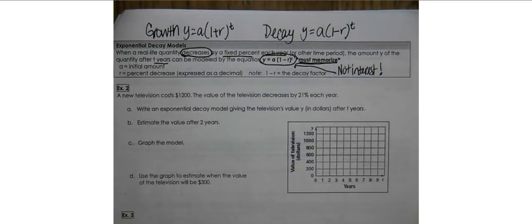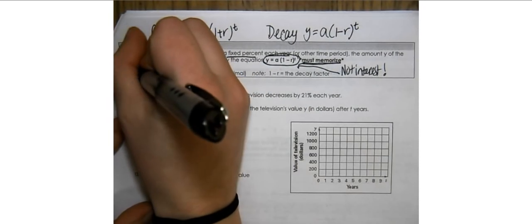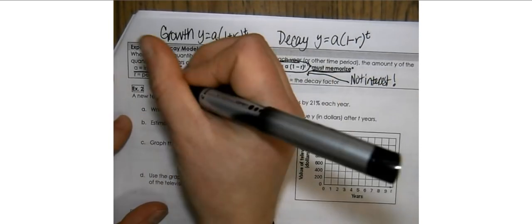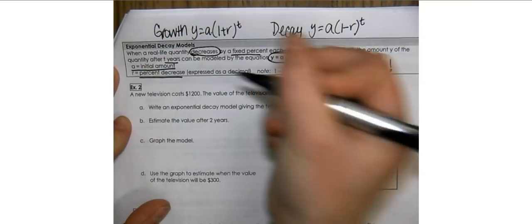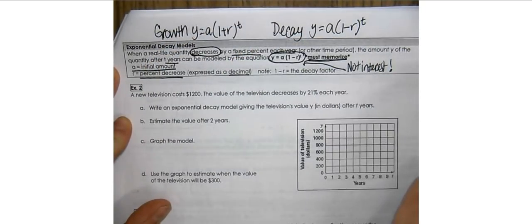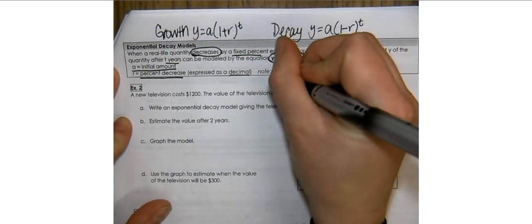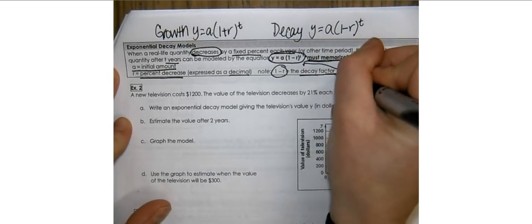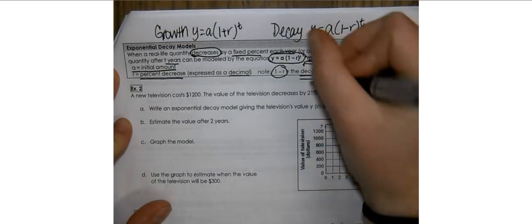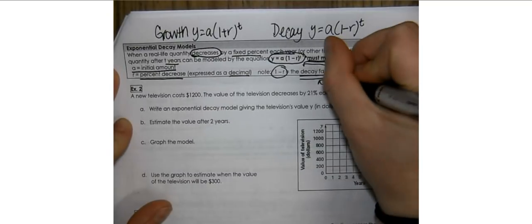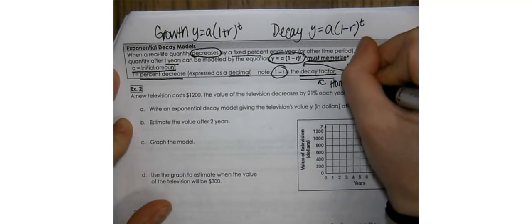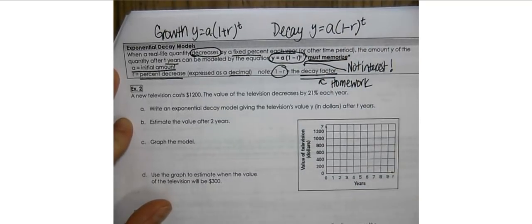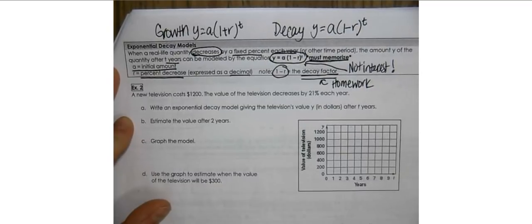A represents your initial amount. It's how much you're starting with. R represents your percent decrease that we always express as a decimal. And 1 minus r represents your decay factor. This is something that you're going to see in your homework, so please make sure that you pay attention to what the decay factor actually represents.